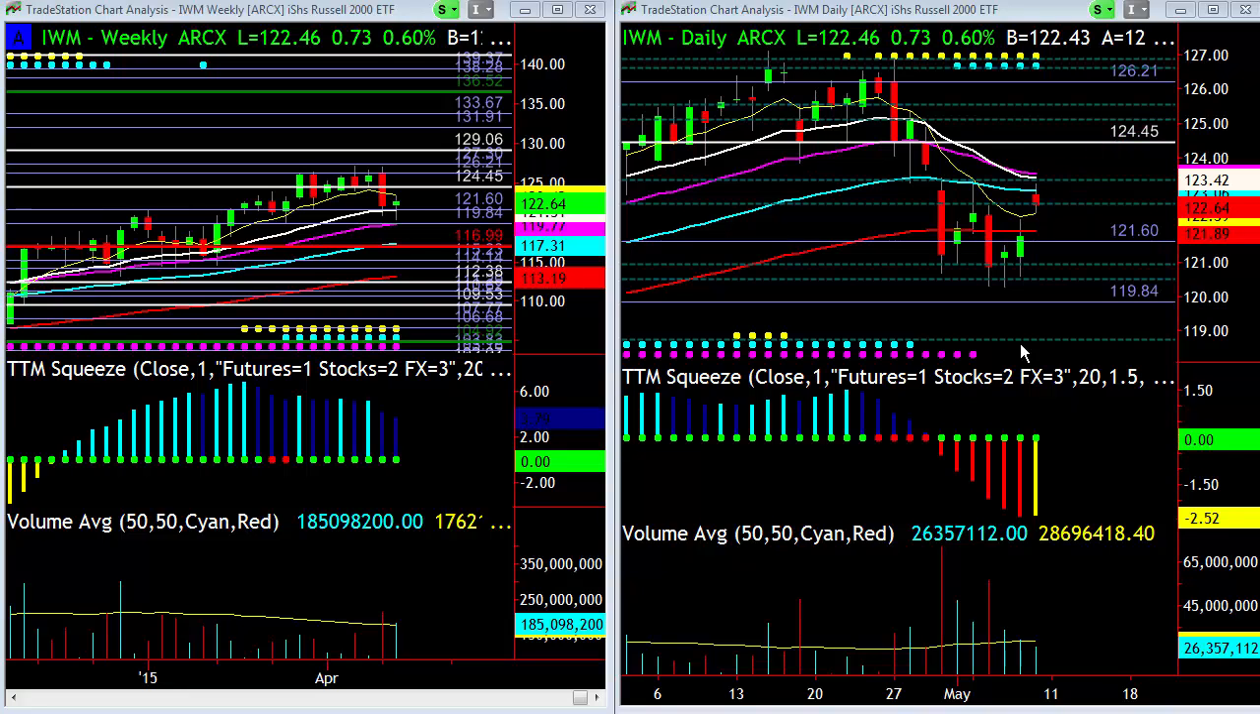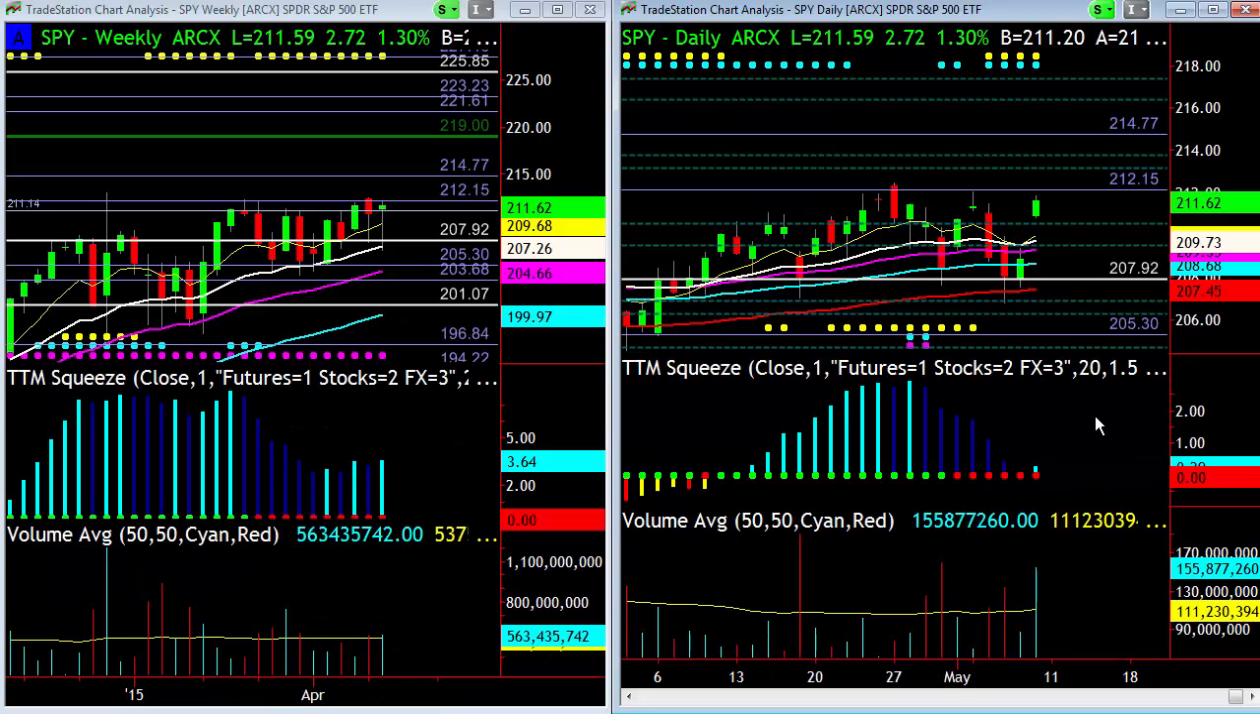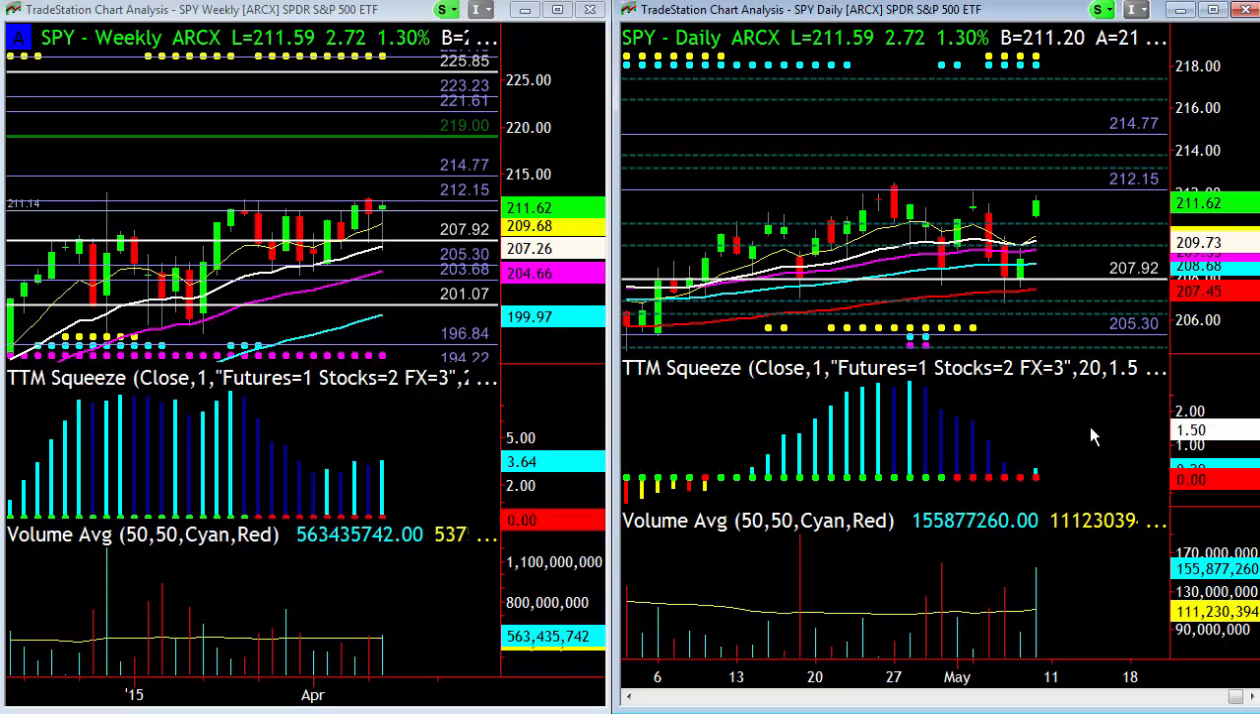And then last but not least, let's take a look at the Spiders. The Spiders here also broke out, and they look just as good as the Dow. So long story short, the Spiders and the Dow here look good. Nasdaq is questionable at best, and the Russell is something I would be shorting. Hopefully that all makes sense.